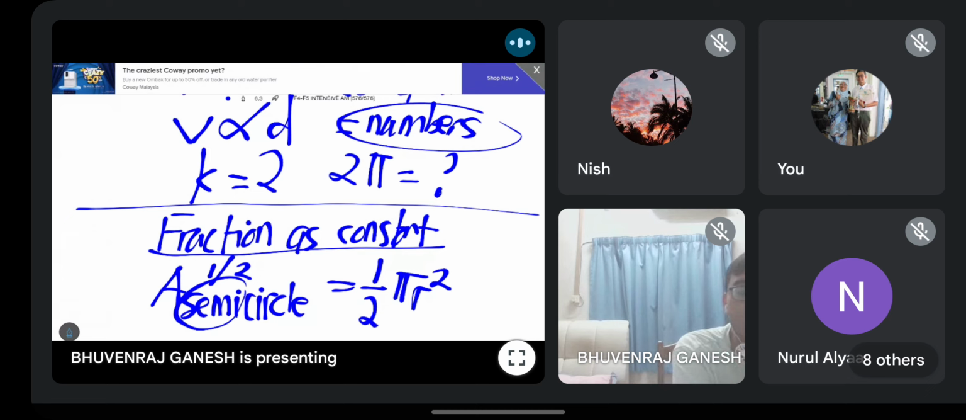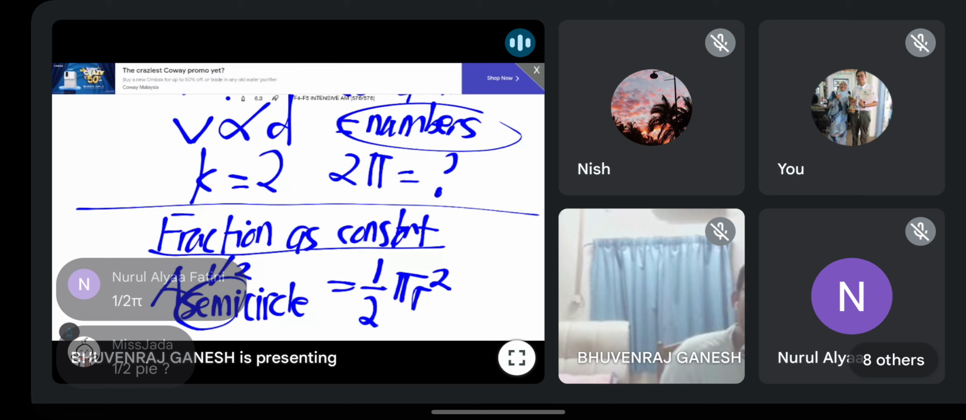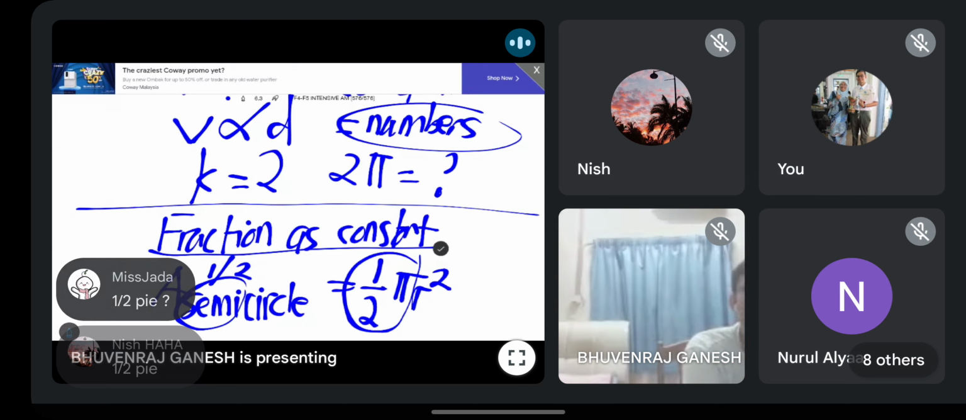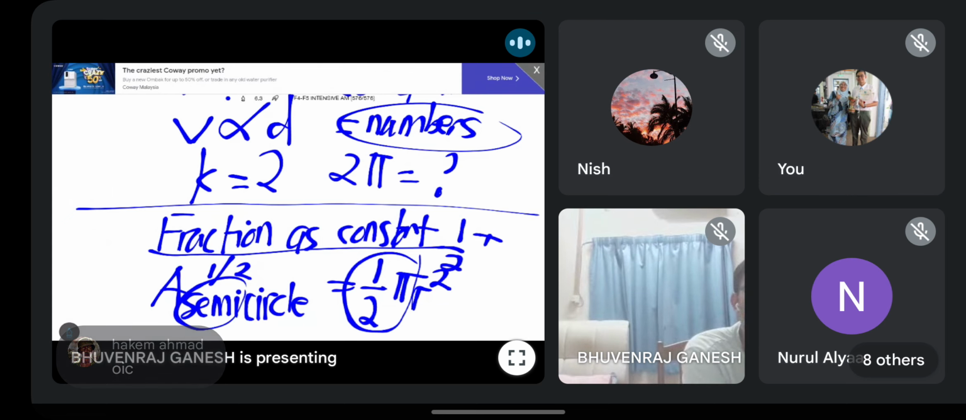So guys, what is the constant here? Can you all tell me? Apa pemalar yang kamu dapat kenal pasti dari rumus yang saya tulis? What is the constant you all can see? Anyone? What's the constant? Yeah, half pi. So Hakim, this is a fraction. Okay, dia adalah pecahan. So that's why fraction can also be constant, half pi. Okay, anything. As long you can find the value.